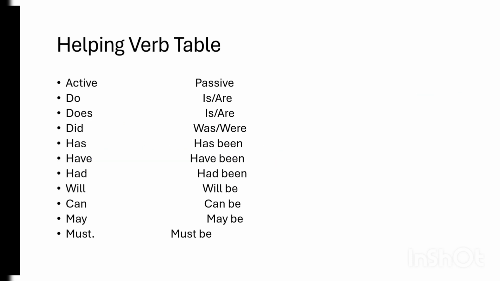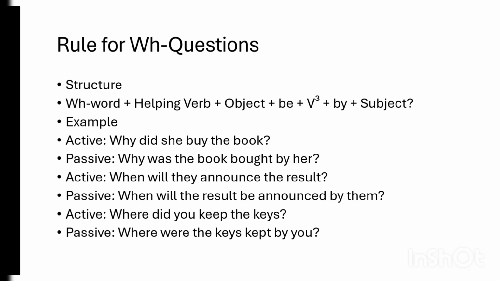Easy. When will they announce the result? So it is going to start with the same WH word, then will. Now the object, then be will come, then the third form of the verb, then by, then them.